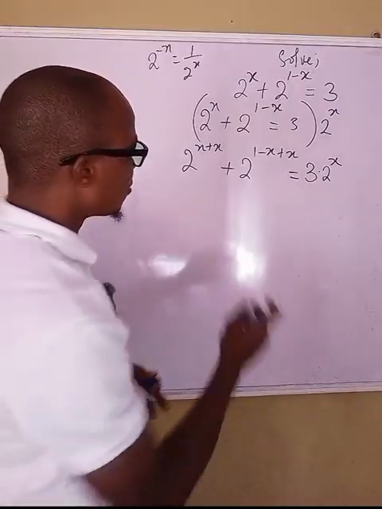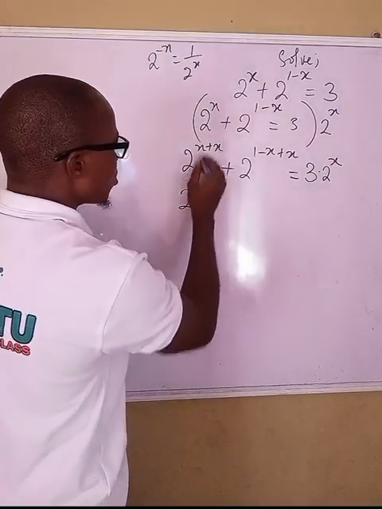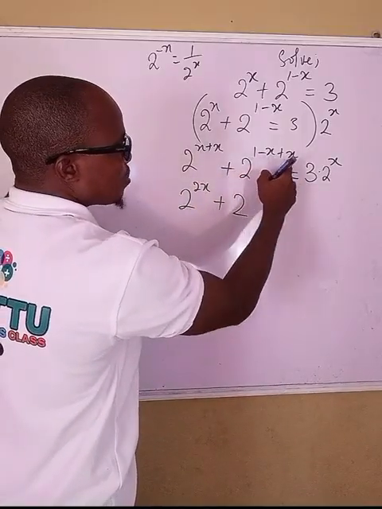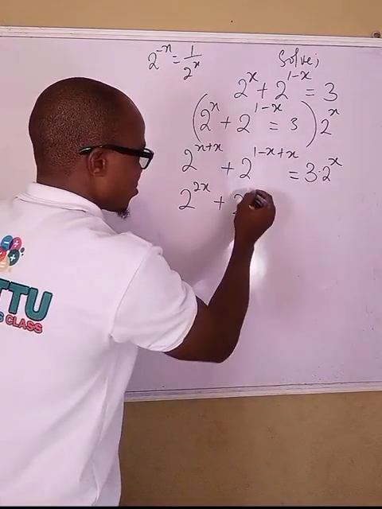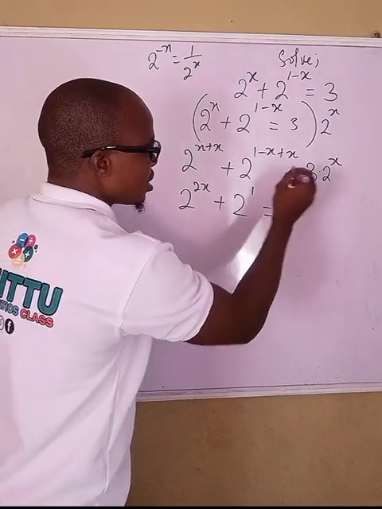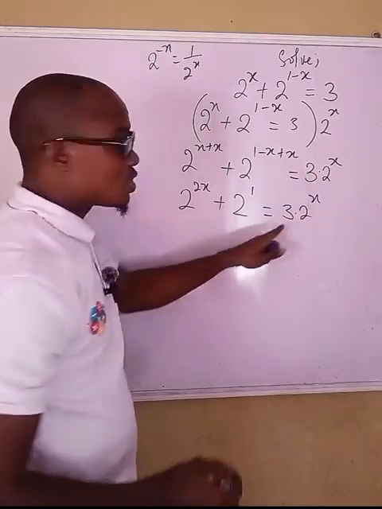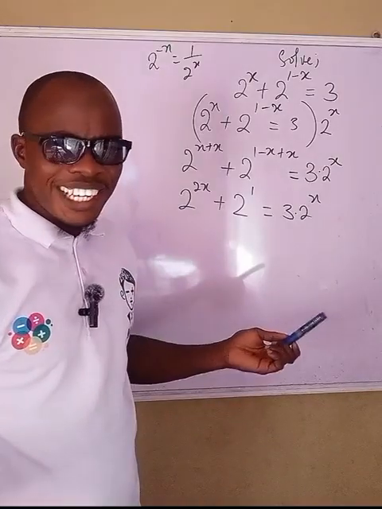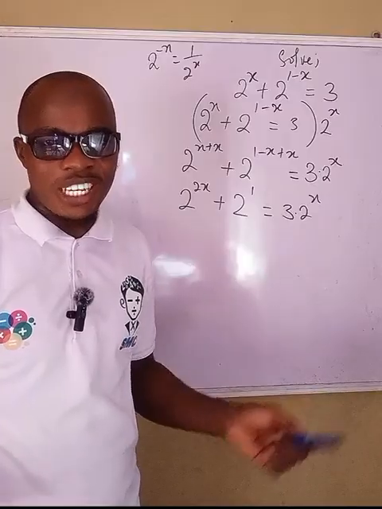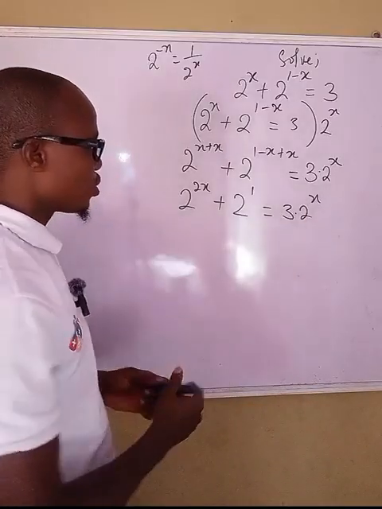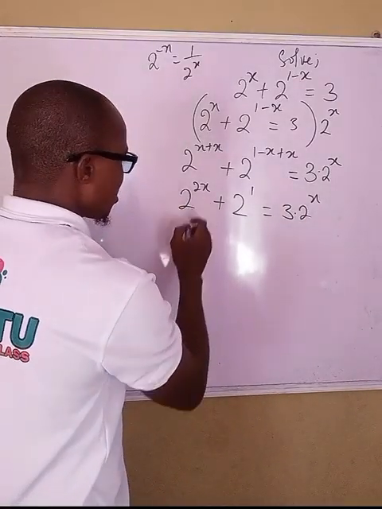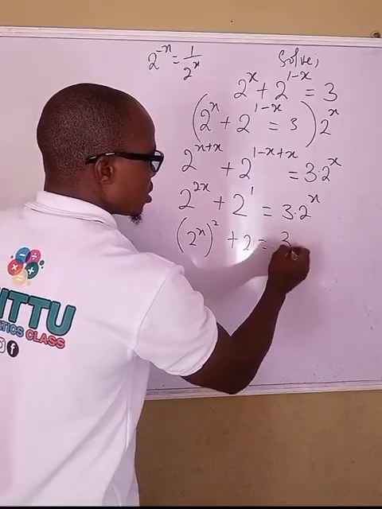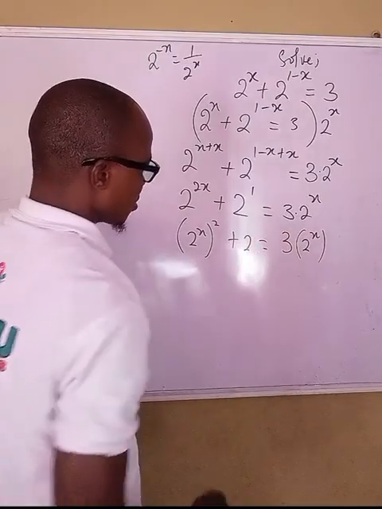Are you following? So from here, we have 2^(x + x), which is 2^(2x), plus 2^(1 - x + x), where minus x plus x gives us 0, so that's 2^1. Equals 3 multiplied by 2^x. Now, can you see? Nothing like division, nothing like a fraction here. So now you can just move on. From here, you can write (2^x)^2 + 2 = 3 multiplied by 2^x.